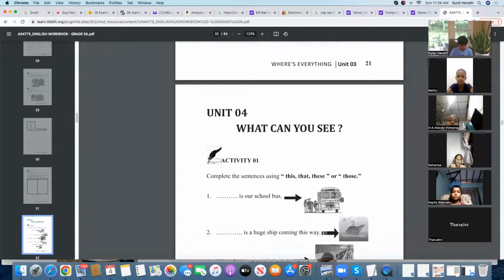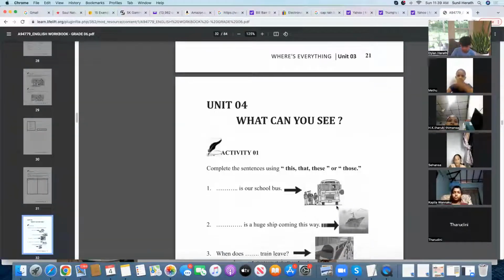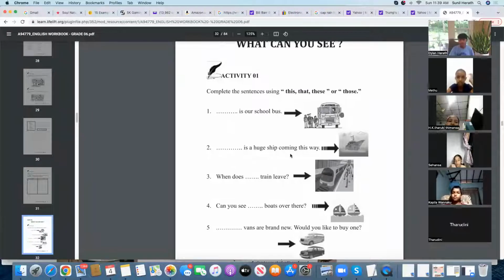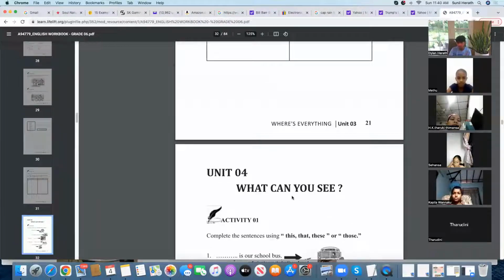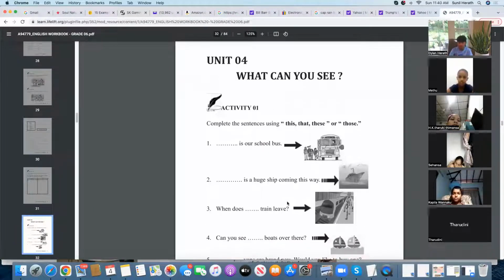That was perfect. So now the next one is going to be something we kind of had at the beginning. Kind of similar. We have to complete a sentence using one of the words. So the words we have here are this, that, these, or those. And also, by the way, we are at unit 4. We finished 1 unit so far, so that's very good.